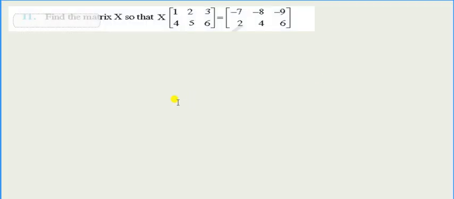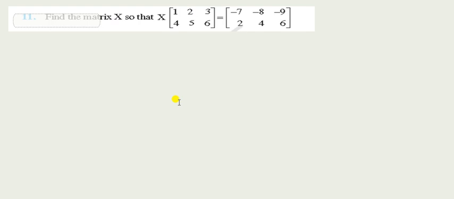Next, this is the question. I have to find x, so that x multiplied by [1, 2, 3; 4, 5, 6] equals [-7, -8, -9; 2, 4, 6], right?